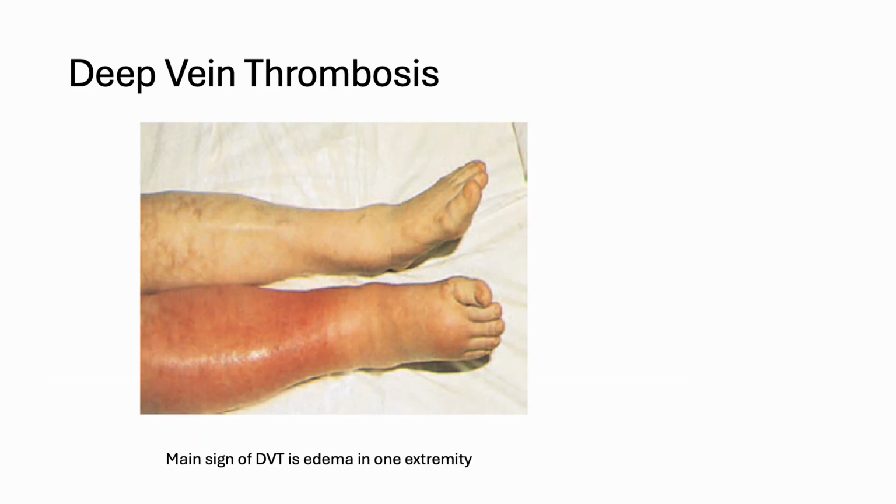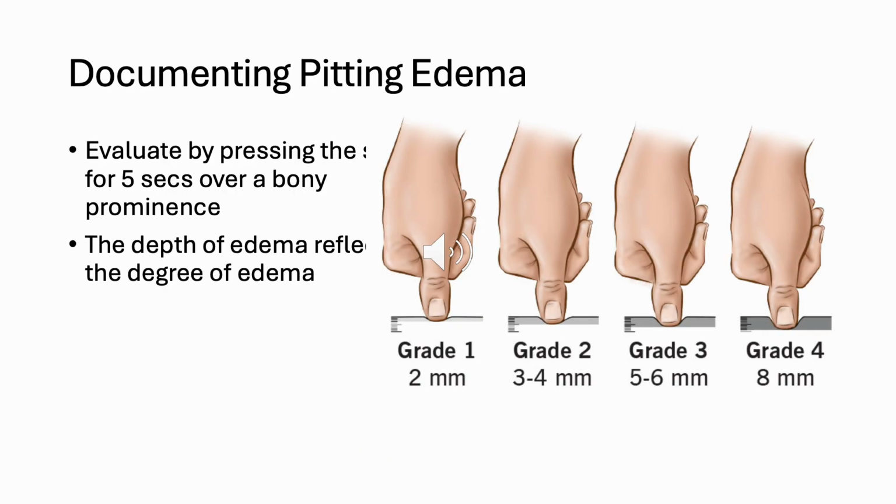Okay. The main sign, you'll see edema and redness in one leg and not the other one. Typically, it's a leg. It can happen in the upper extremities, but typically it's a leg. Super important that you know how to document pitting edema. In a lot of conditions we talked about this semester, you are going to be documenting pitting edema, like in hypernatremia, congestive heart failure, those kind of conditions. Somebody with venous insufficiency could have pitting edema.